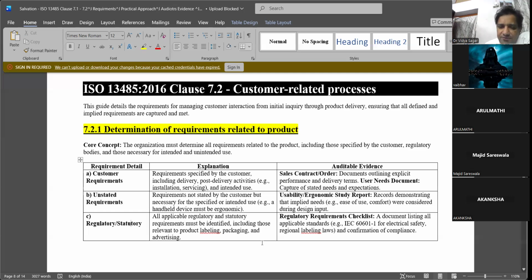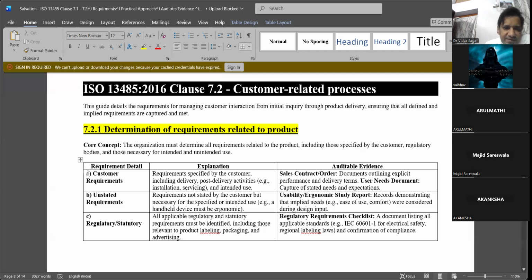Some of the standards also we need to follow, not only the regulations, like ISO standards and IEC standards. All applicable regulatory and statutory requirements must be identified, including those relevant to product labeling, packing, and advertising. There are a lot of things, not limited to this, like the labeling of the product. Labeling or IFU is very important because the language will be different. You need to use the common language in Europe: if you are selling in France, the IFU should be in French, in Germany in German, in the Netherlands in Dutch. Of course, you can also include English, but these are the regulatory standards you should follow.